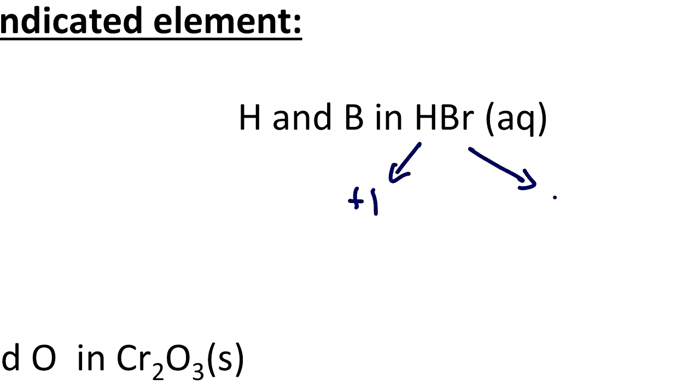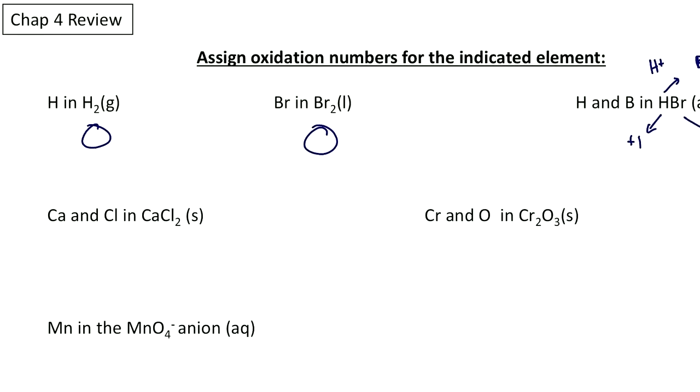+1 and -1. Again, thinking charge gets you there. If this is HBr aqueous, that's a strong electrolyte, it's a strong acid. So if you put that in water, you have H plus and Br minus. So if you think charge, you can also get oxidation number. All right, so those ones are rather easy. Now it gets a little bit harder.